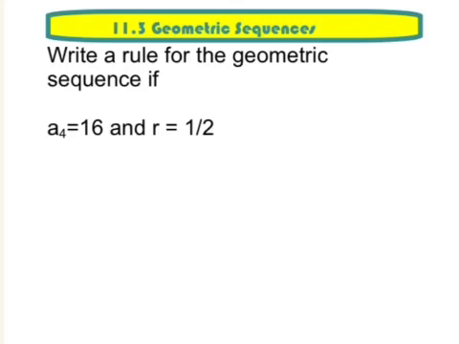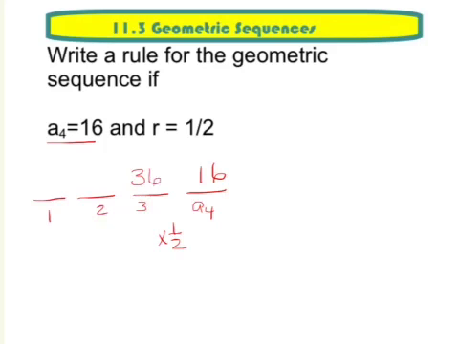So now let's try this one. Here I know that a4 is 16, so I'm going to draw 4 blanks. So here's a4, here's a3, 2, and 1. And I need to work my way back. And I know that if r is 1/2, that I multiplied by 1/2. In other words, I kind of divided by 2. So my question is, what times a half would give me 16? And here it's, whoops, not 36, but 32.